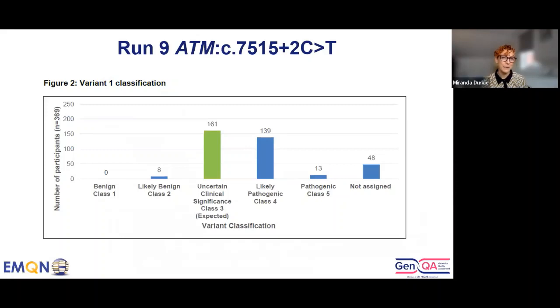Okay, so I'm sticking with PVS1, but now I'm moving from truncating into splicing. This was a very interesting variant from the last run 9 in the ATM gene, a +2 C to T. We were expecting a classification of class 3, but actually over 150 participants scored it as class 4 or class 5 with those clinical implications. Next slide, please.